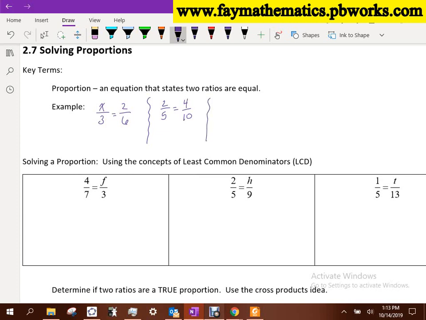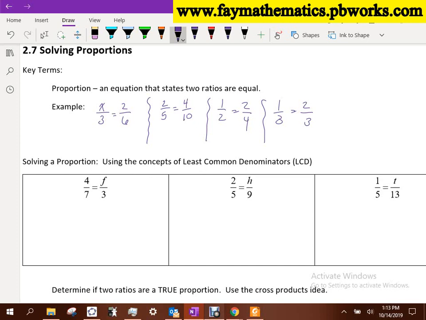So if 2/5 is equal to 4/10, that's a proportion. If we have 1/2 equal to 2/4, is that a proportion? Are these two fractions equal? Yes. What about 1/3 equals 2/3? Is that a proportion? Can I reduce 2/3 down to 1/3?